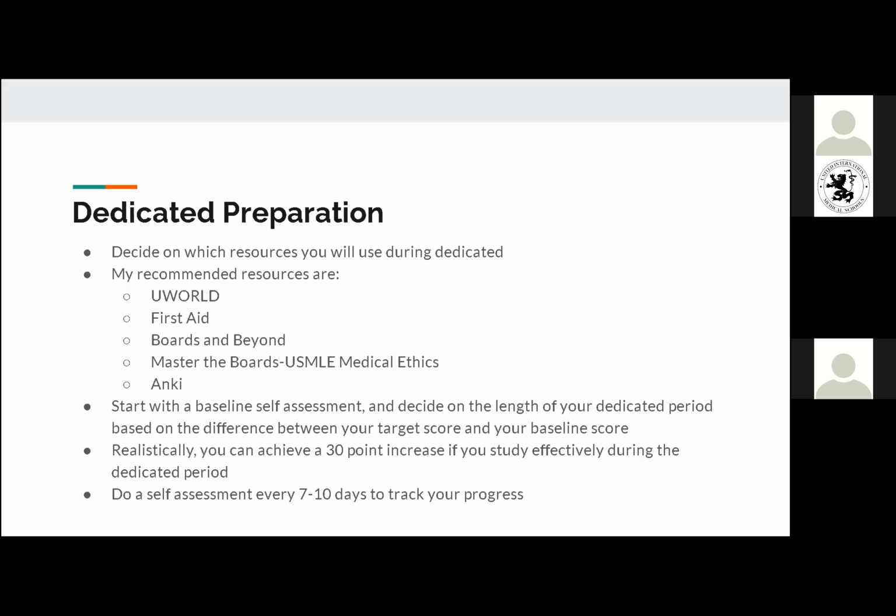Many people agree that the longer you do your preparation, there's a point of diminishing returns where your results start getting worse, if you do your dedicated preparation for, for example, 3 months. During your dedicated preparation, you have to do a self-assessment every 7 to 10 days to track your progress. This is really important.